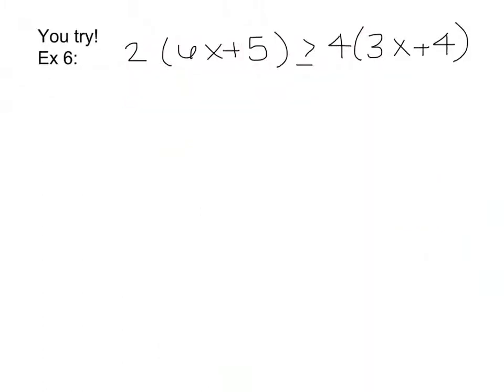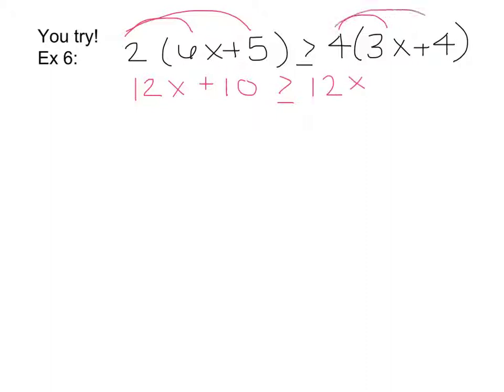Example 6 is a you-try problem, so I want you to go ahead and press pause and solve 2 times the quantity of 6x plus 5 is greater than 4 times the quantity of 3x plus 4. Let's check your answer. Let's start with our distributive properties. 2 times 6x gives me 12x, and then 2 times positive 5 gives me 10. Bring down your inequality. Let's use our distributive property again. 4 times 3x is 12x, and then 4 times 4 gives me plus 16.